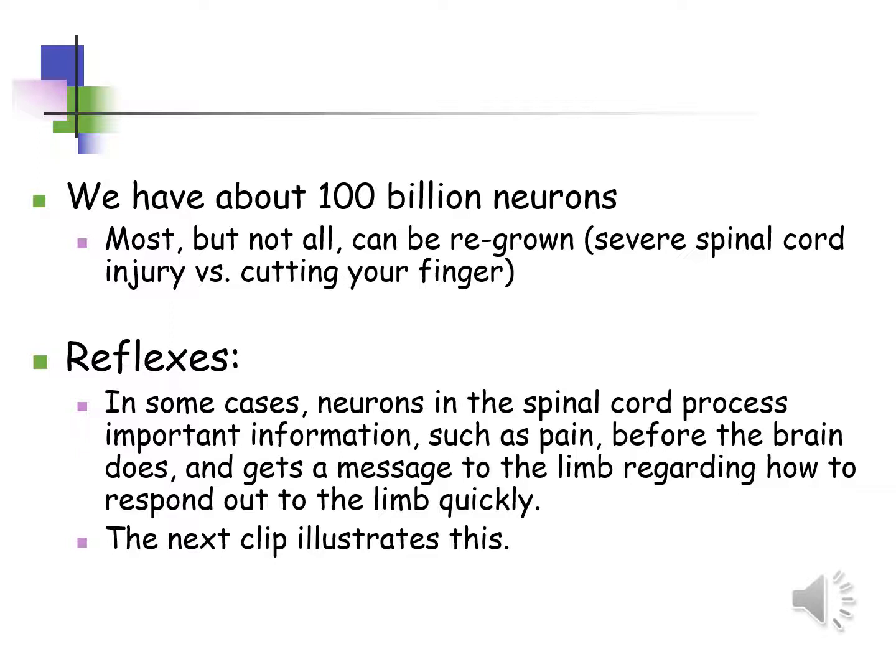Reflexes are an important phenomenon. In some cases, neurons in the spinal cord, as I mentioned before, process important information such as pain on their own before the brain does. And they can get a message out to the limb much more quickly regarding how to respond, which can reduce damage inflicted on the limb.